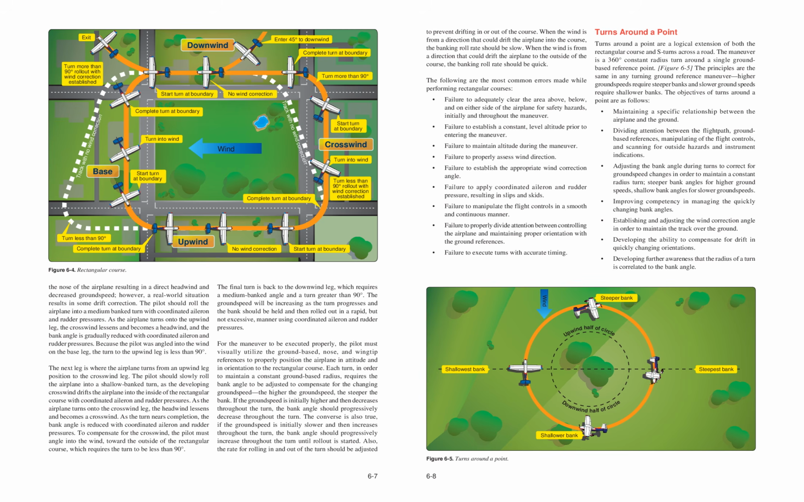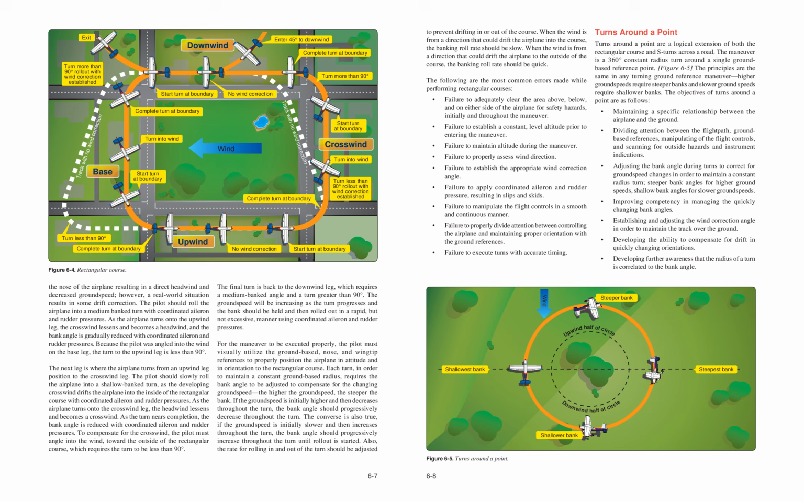As the airplane turns onto the crosswind leg, the headwind lessens and becomes a crosswind. As the turn nears completion, the bank angle is reduced with coordinated aileron and rudder pressures. To compensate for the crosswind, the pilot must angle into the wind, toward the outside of the rectangular course, which requires the turn to be less than 90 degrees.